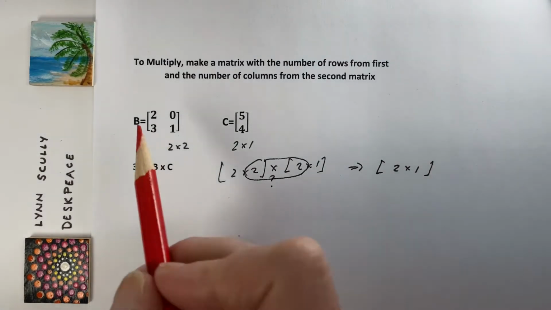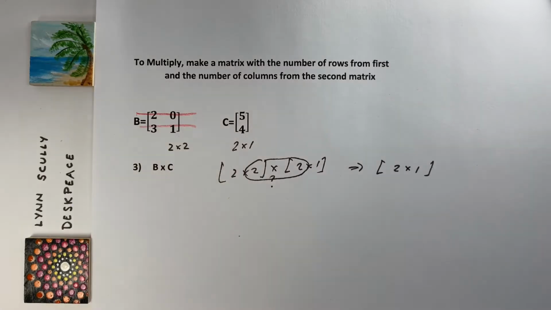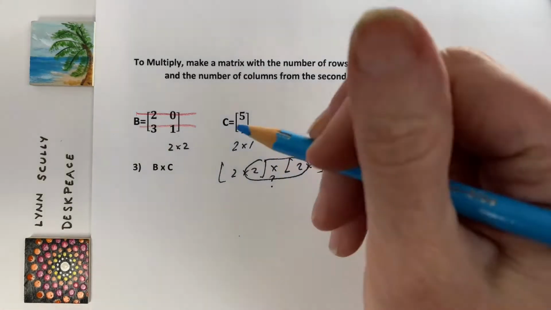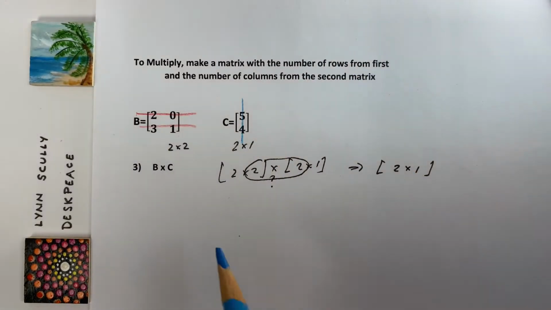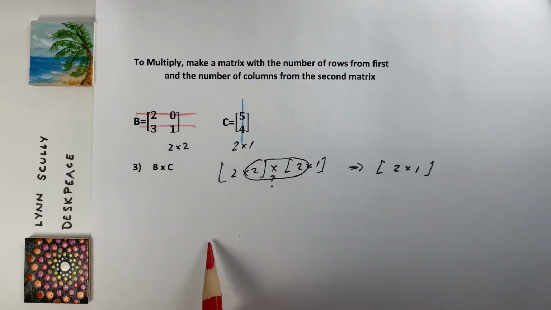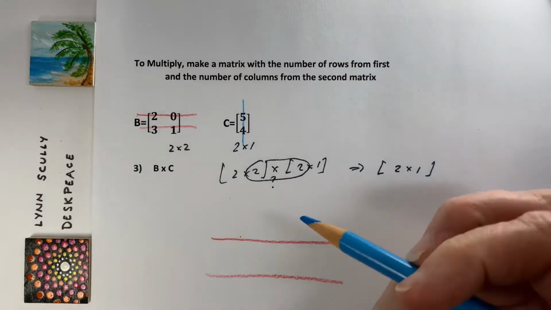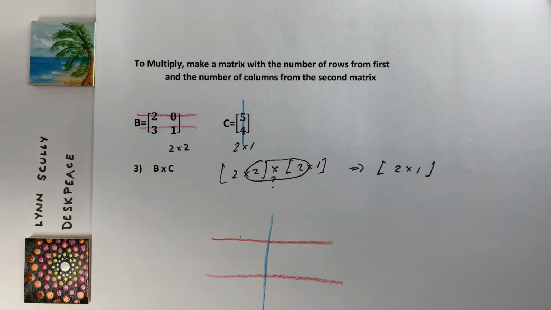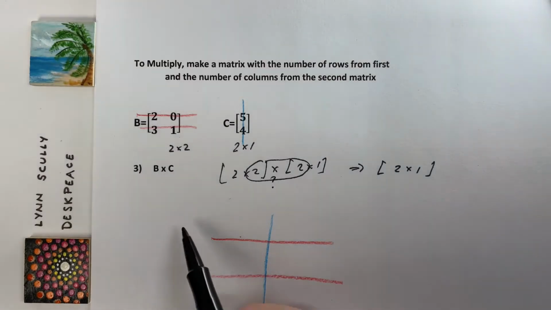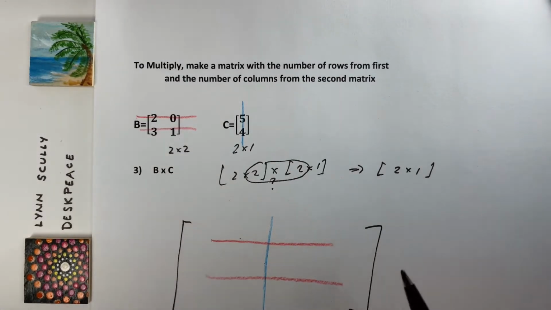The first one, I draw the rows going across, and I use colored pencils or something, and the columns going down. Then I draw the same thing. I go my rows and my columns. And that is what my resultant matrix is going to look like. And I'll show you how we do it.